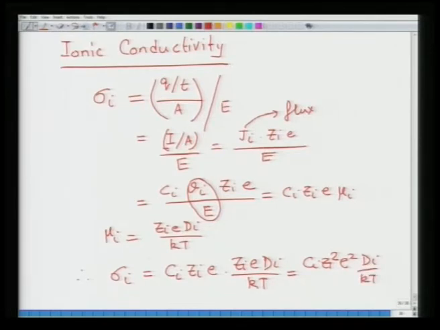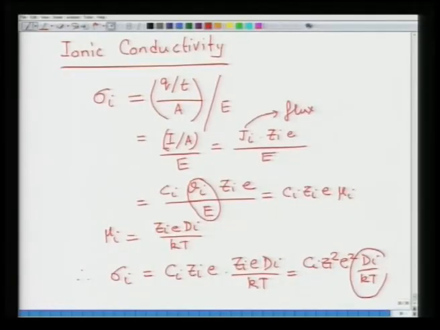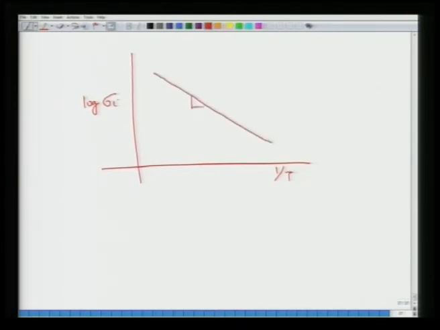So, conductivity in ionic system depends upon concentration. Of course, concentration of carriers or defects is important, but it depends very strongly upon temperature, because this D_i is a very strong function of temperature. So, now when you plot log sigma_i versus 1 by T, this tends to vary like this, and this is nothing but your slope, which is minus Q by k.